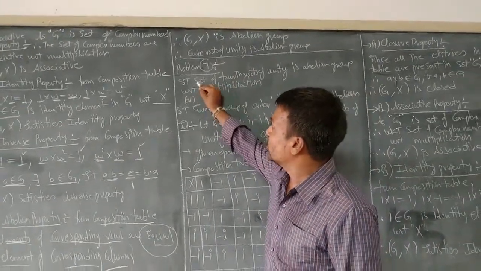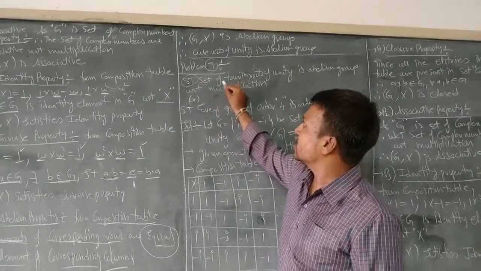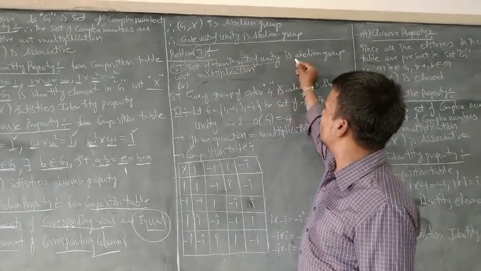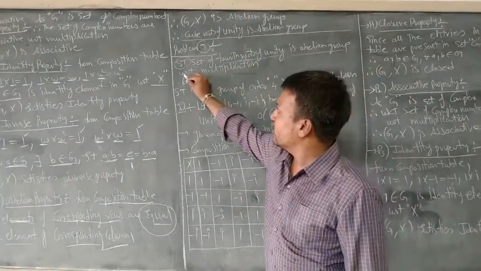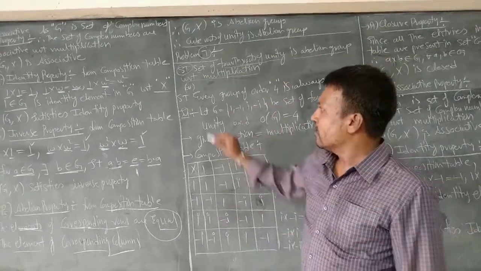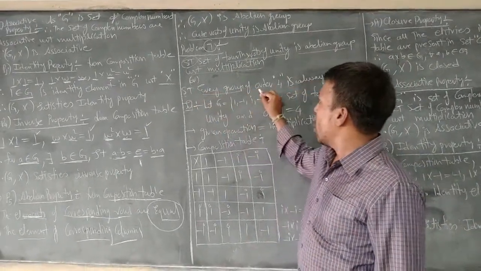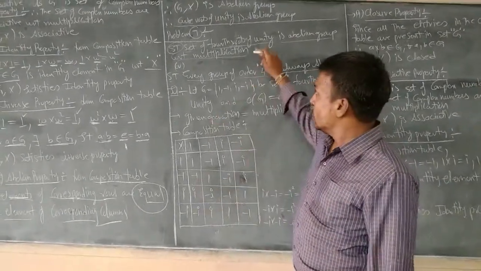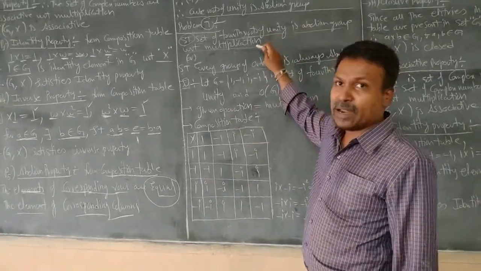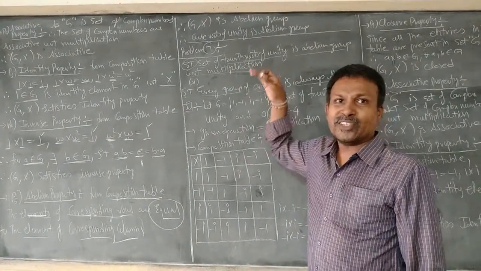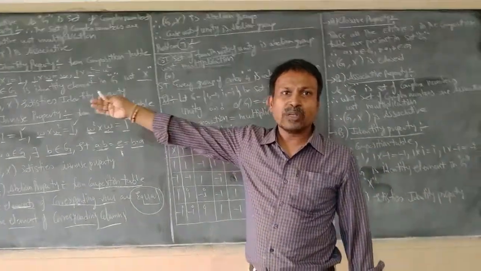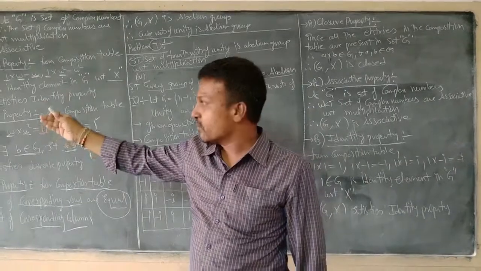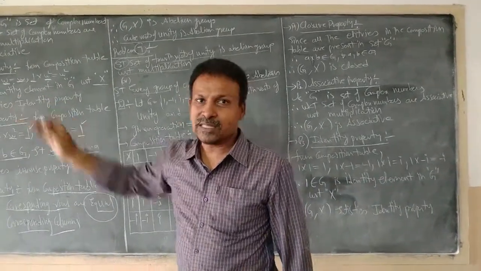We have to show that the set of fourth roots of unity is an abelian group with respect to multiplication, or we have to show that every group of order 4 is always abelian. To prove this problem, we should be well aware of the second note which I have taught just now.